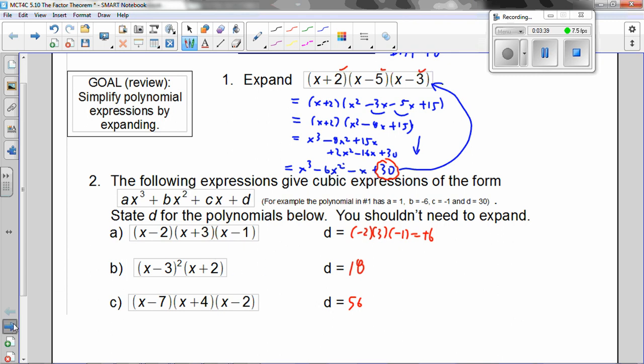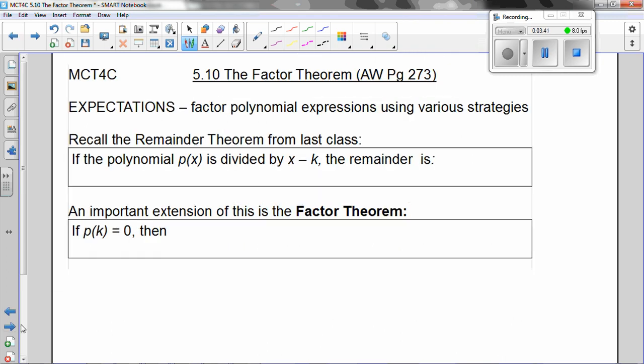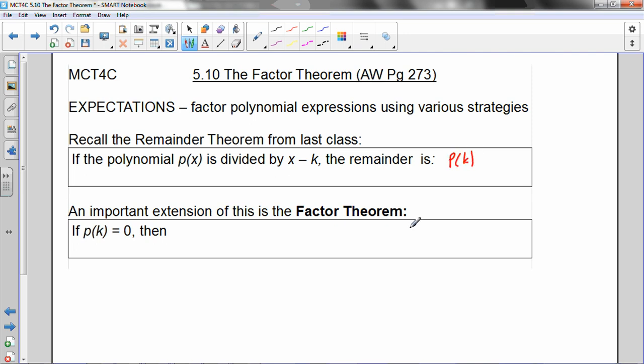All right, today, big day, the factor theorem. Yesterday we did something called the remainder theorem. This is the factor theorem. The remainder theorem from last class said that if you took a polynomial, p at x, and you divided by x minus k, the remainder is just p at k. We just substitute k in, and that's the remainder.